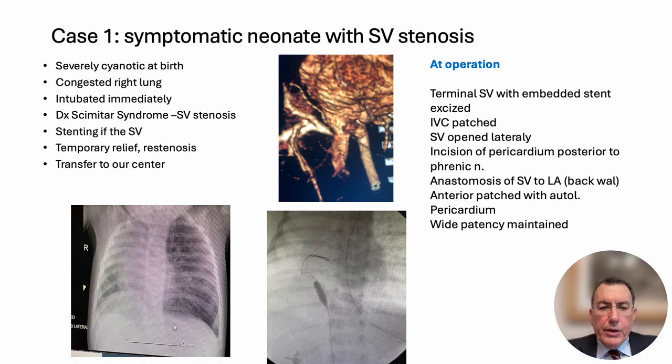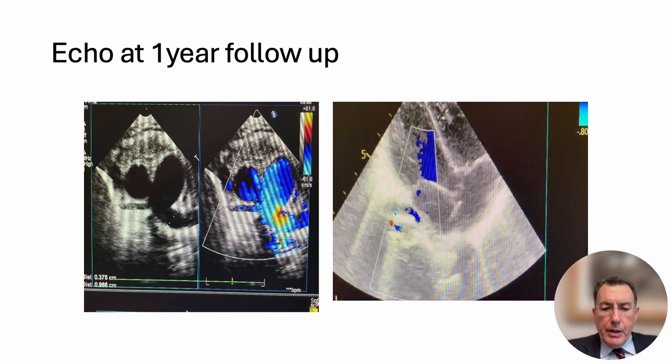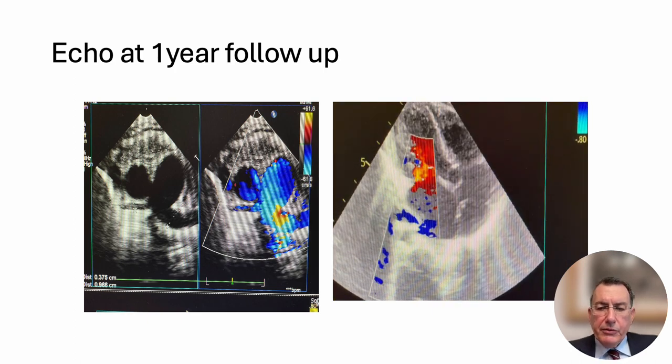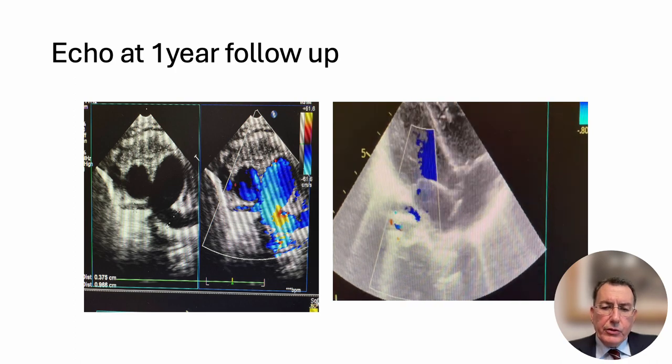At operation via sternotomy, the systemic arterial supply was divided. The terminal scimitar vein with the embedded stent had to be excised along with part of the wall of the IVC under brief period of arrest. The IVC was then patched, the pericardium opened posterior to the phrenic, and the vein anastomosed to the left atrium, first having been spatulated and augmenting it anteriorly with autologous pericardium. At 3 years follow-up, the child is asymptomatic with unobstructed scimitar vein drainage to the left atrium.